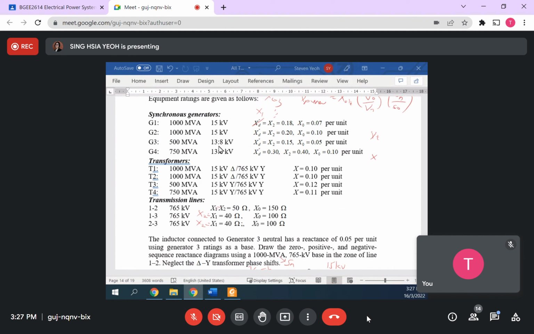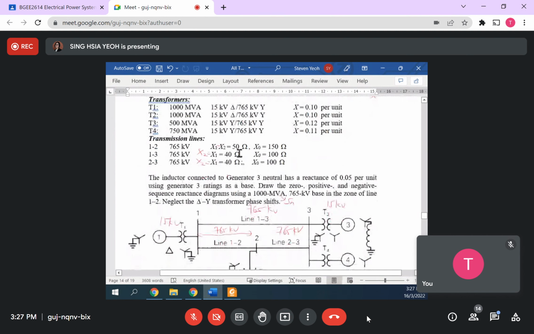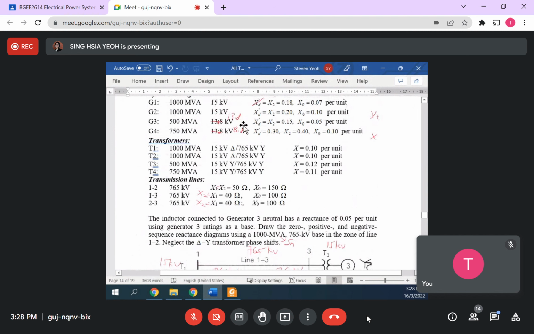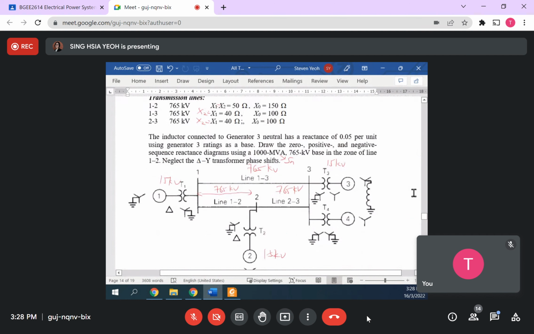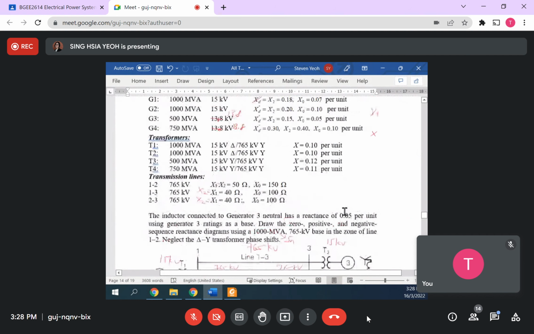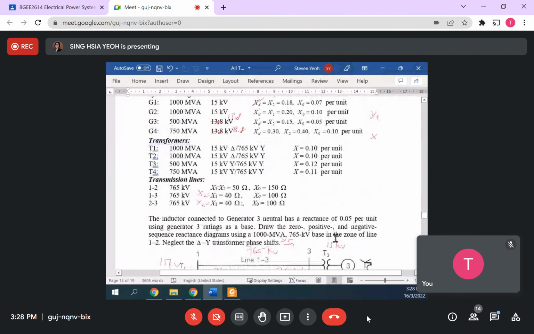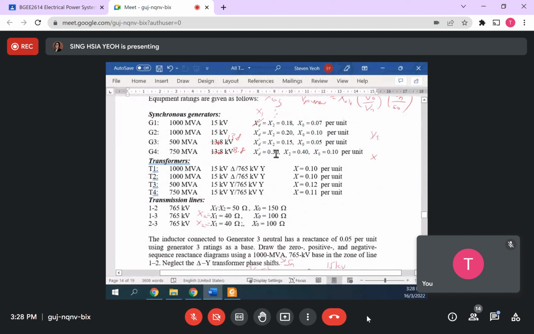Oh yeah, this one. This is 13.8 kV. Is it because of this, Keyboard? 13.8 kV. Okay, so the old value will be 13.8. The new one for G4, right? Just now, G4 here. G4 is 15K, new one 15K. Okay, so G4, so 0.3.